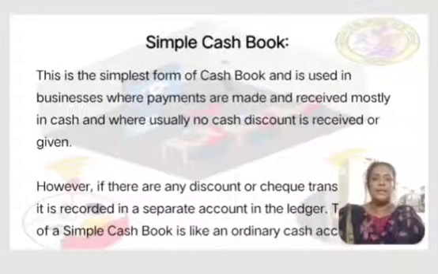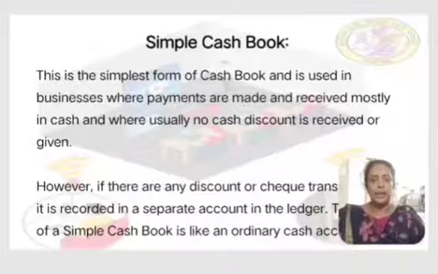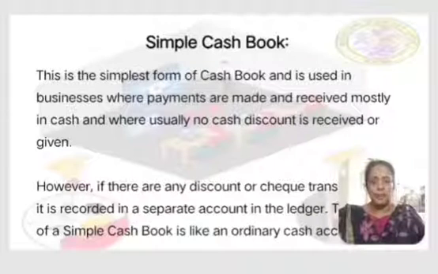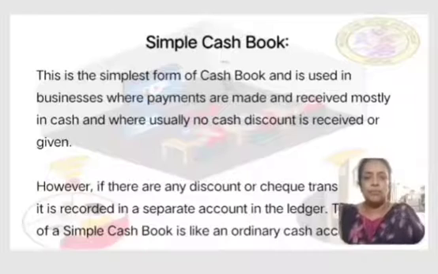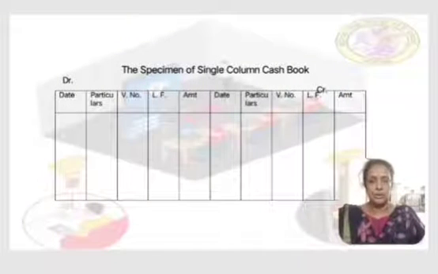First we will discuss, as I said in the last session, simple cash book. Simple cash book means there is only one column, there is no discount column and no bank column. There will be only one column which is meant for amount column in addition to regular proforma. So we will also discuss some proforma of the simple cash book.